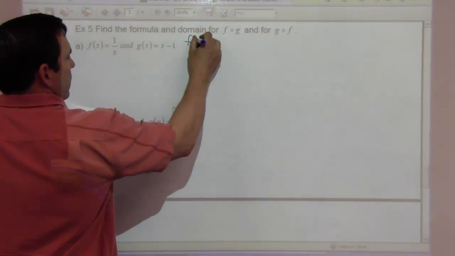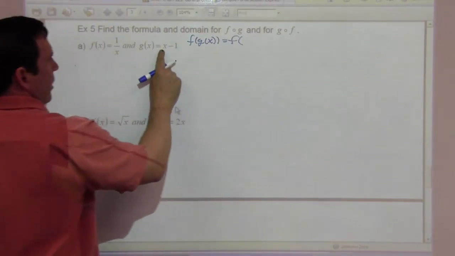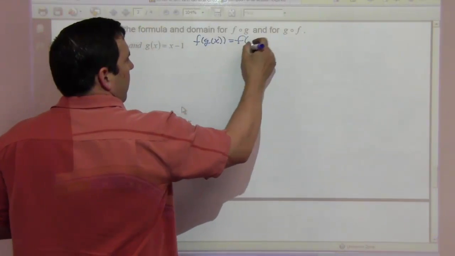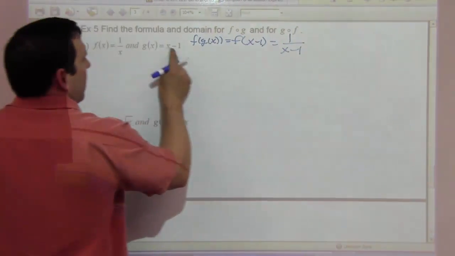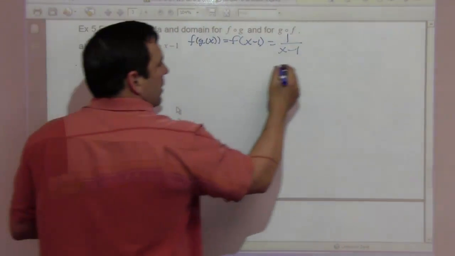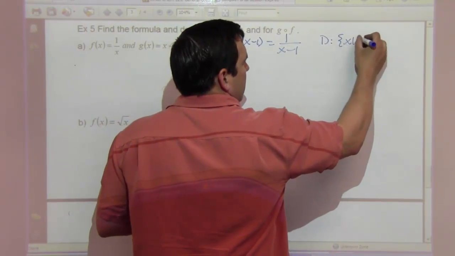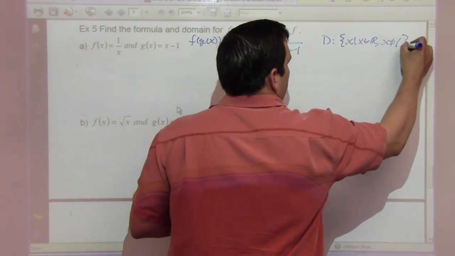Okay, so f of g of x, it's going to be f of what? Well, g of x is x minus 1, f of x is 1 over x. So it's going to be f of x minus 1, so 1 over x minus 1, meaning that this x minus 1 goes in place of this x. And so our domain would be x such that x is in the reals and x is not 1.